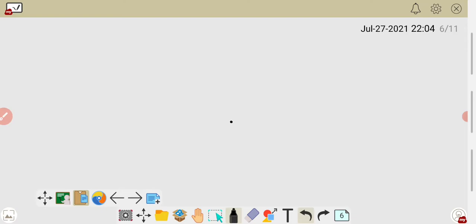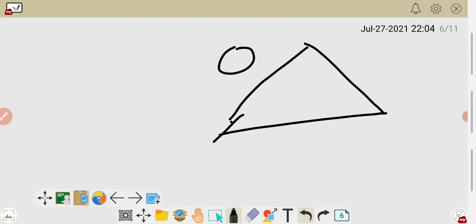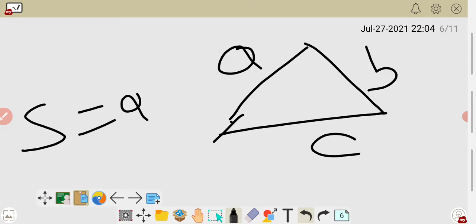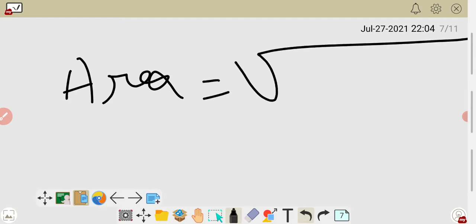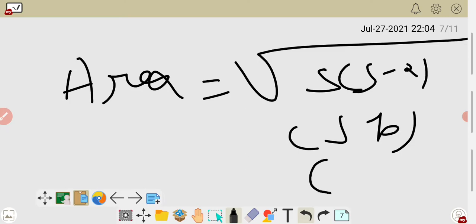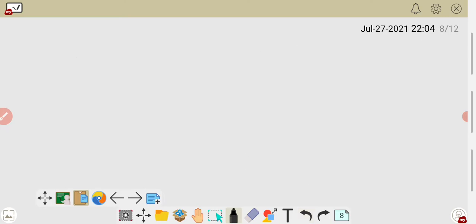In exercise 12.1 you studied how to find the area of a triangle. If you have any triangle in which three sides are given, that is A, B, C, first you find the value of S. S is equal to (A plus B plus C) by 2. First you find the value of S, then you apply Heron's formula. Then the area of a triangle is equal to the square root of S(S minus A)(S minus B)(S minus C). Like that you have to find it.